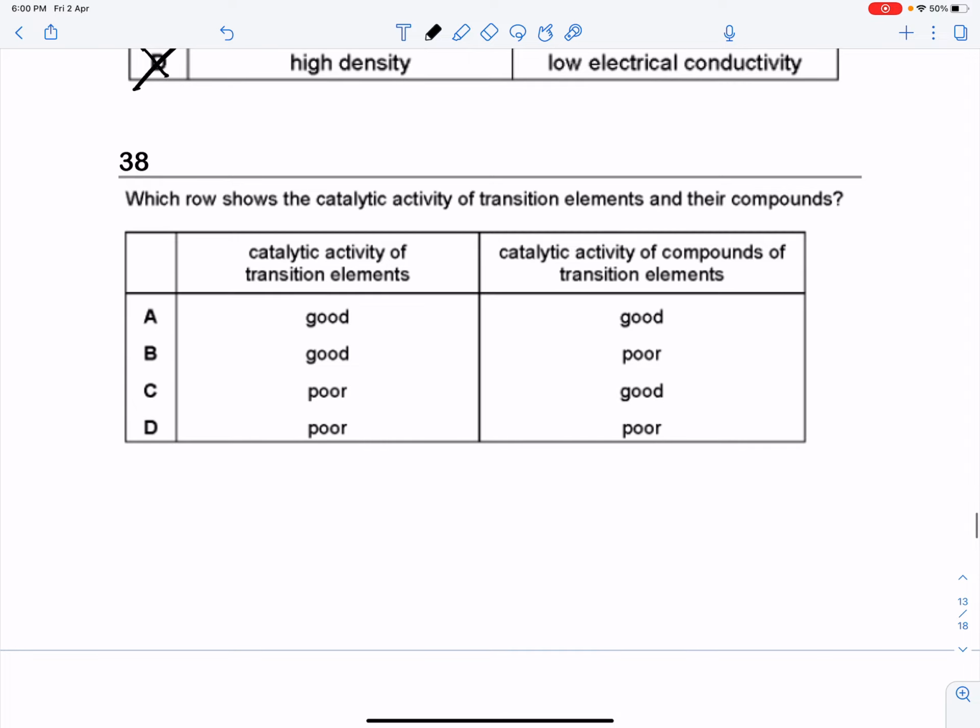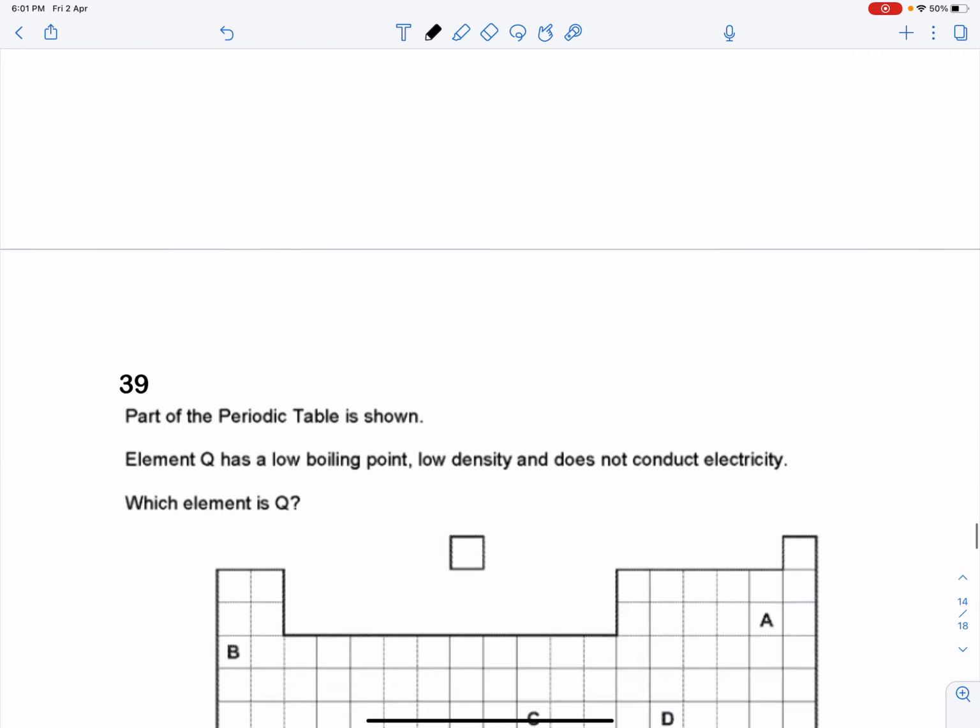Which row shows the catalytic activity of transition elements and their compounds? Catalytic activity of the compounds of the transition elements is good. So it's not B and it's not D. And the catalytic activity of the transition elements themselves is good, so it's not C. The answer must be A. Both their elements and the compounds of the transition elements all are good catalysts.